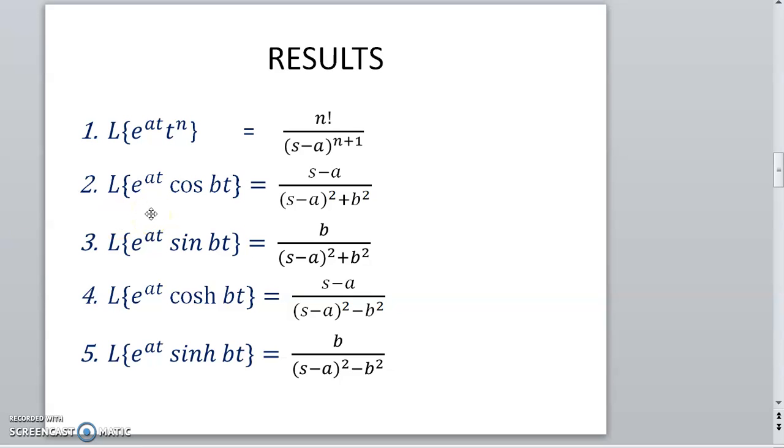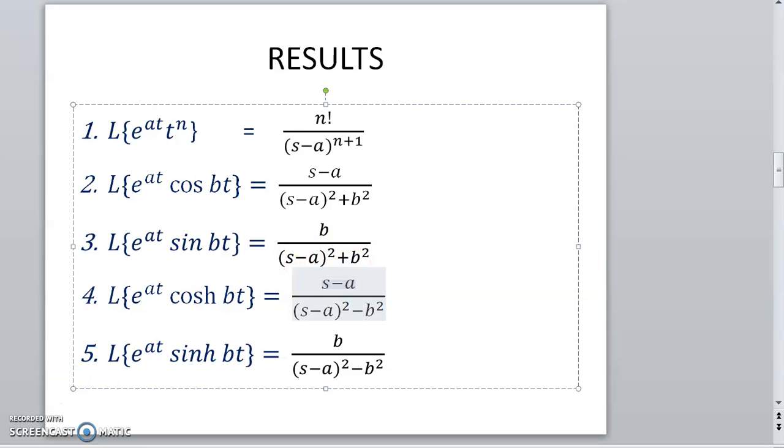These 5 results are very useful to solve ordinary linear differential equations by using Laplace transform techniques, which is the first shifting property of Laplace transform. L of e power at t power n equal to n factorial by s minus a the whole power n plus 1. L of e power at cos bt equal to s minus a by s minus a the whole squared plus b squared, and L of e power at sin bt equal to b divided by s minus a the whole squared plus b squared. Likewise.